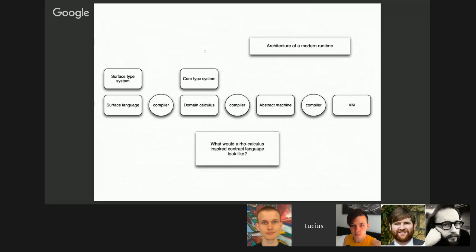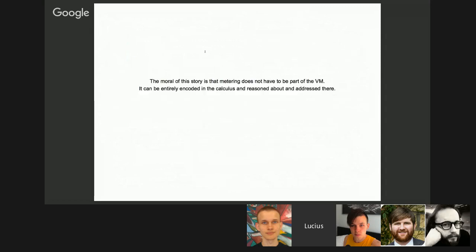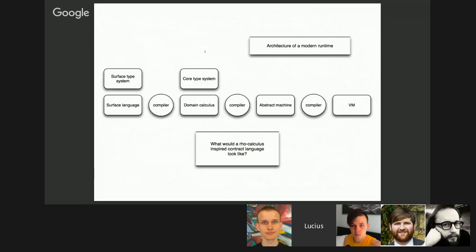So again, the summary, the moral of the story then, is that we need the rho calculus. The features of reflection are used essentially both in the metering and in the compositional account of consensus. So what remains is what would a rho calculus inspired contract language look like.